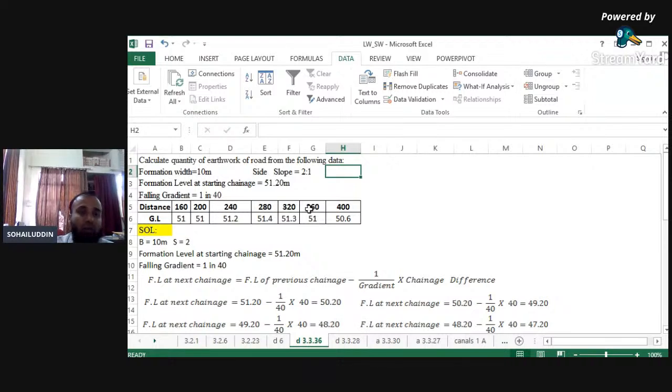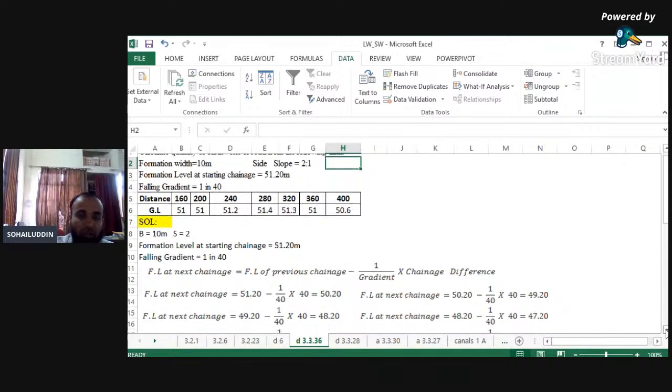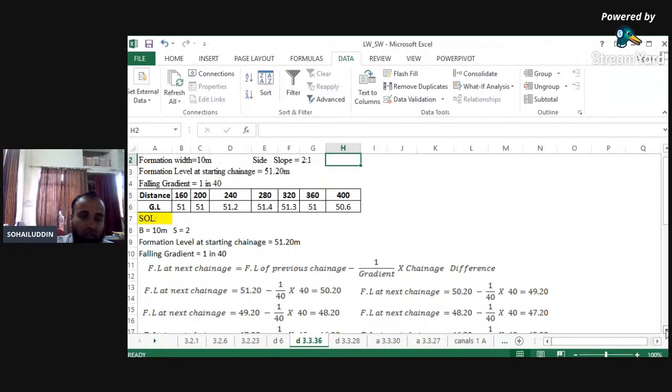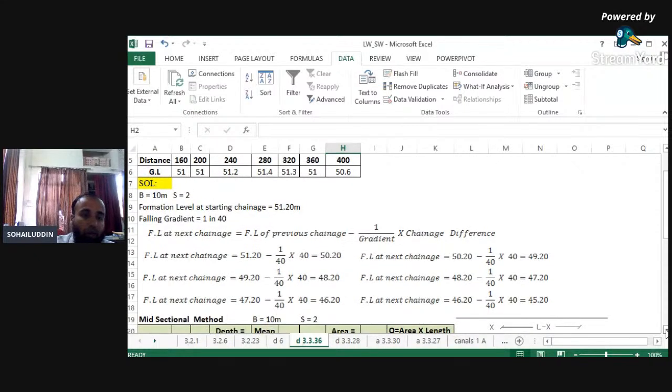FL for 200 to 400 we have to calculate depending upon the gradient. So there is a falling gradient of 1 in 40. With the help of this falling gradient we have to find out the formation level for various chainages. Formation level for 200 up to 400, we have to find out for the various chainages. We will see one by one.